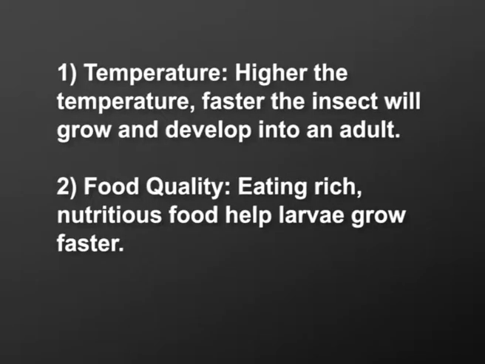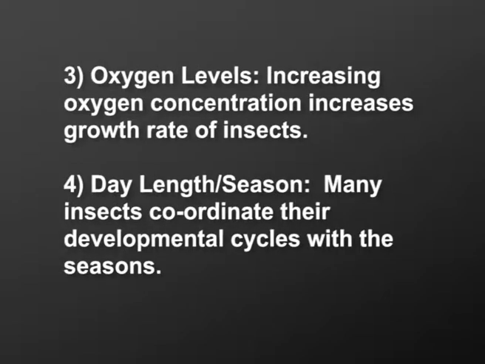Now, let us understand the factors that affect the growth rate of insects. These are temperature. The higher the temperature, the faster the insect will grow and develop into an adult. Then the food quality. Eating rich nutritious food helps larvae grow faster. Then oxygen levels. Increasing oxygen concentration increases the growth rate of insects. Then day length or the season. Many insects coordinate their developmental cycles with the seasons.